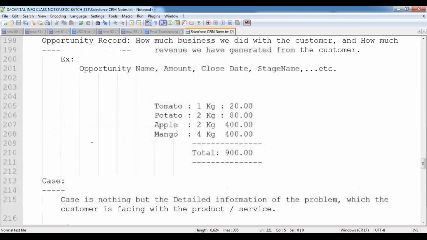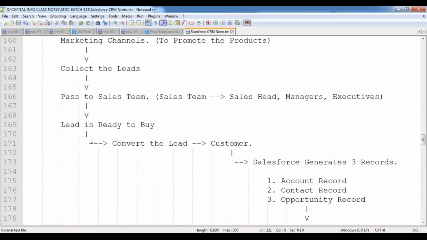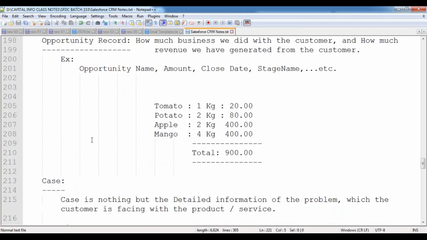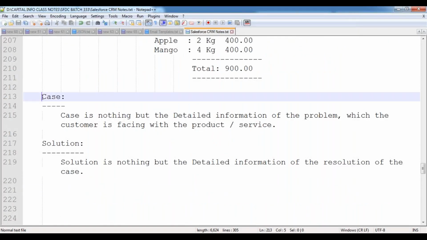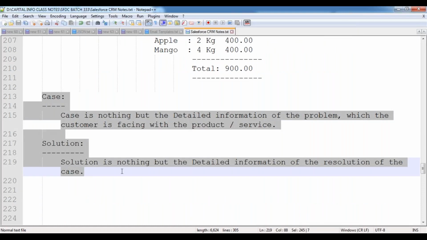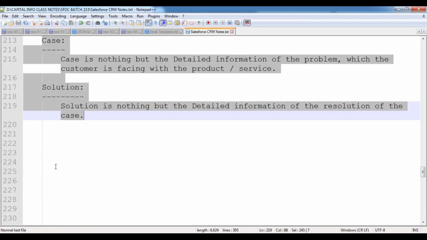So this is the complete CRM life cycle. We have the marketing process, the sales process, and the service process over here. As part of the service process, we receive the complaints or the cases from the customer side, and we provide the solutions. So these are the various terminology that we use as part of the CRM process.